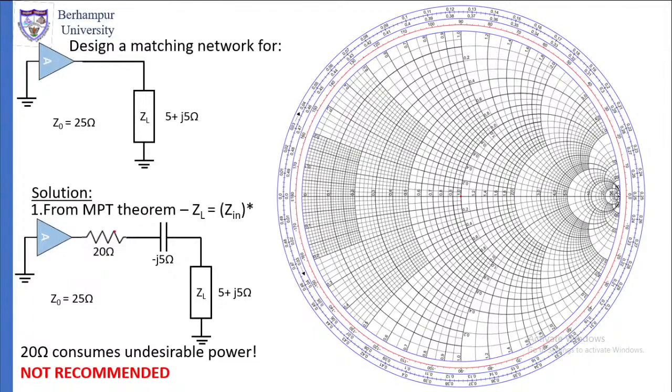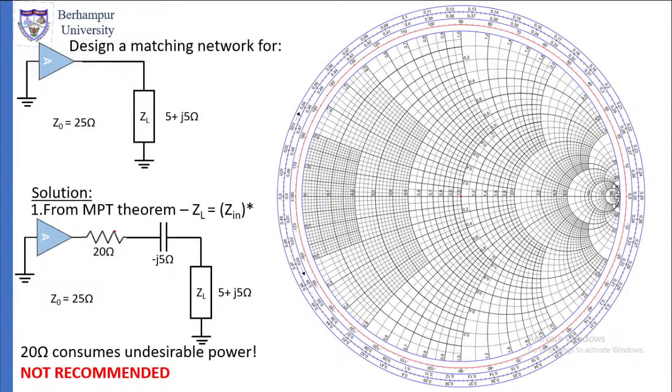So ZL plus the added impedance of 20 minus j5. ZL is 5 plus j5, plus 20 minus j5. The j5 and minus j5 cancel, and 20 plus 5 becomes 25. Therefore, we have a perfect match. So our output 25 ohm is matched to the load, through a 20 ohm series resistance and a capacitance with reactance of minus j5 ohm.